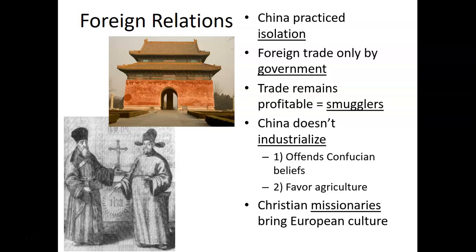But China doesn't start to industrialize as the world starts to industrialize. When I say industrialize, yes, I mean from a modern technology standpoint like the Industrial Revolution, but in other ways previously as well, in the years and decades leading up to what we would consider the Industrial Revolution. They don't do that because they think it offends the Confucian beliefs and standards that they've pushed for centuries in China. And also they're an agricultural society. Many of their people are based in agriculture, so they favor it.